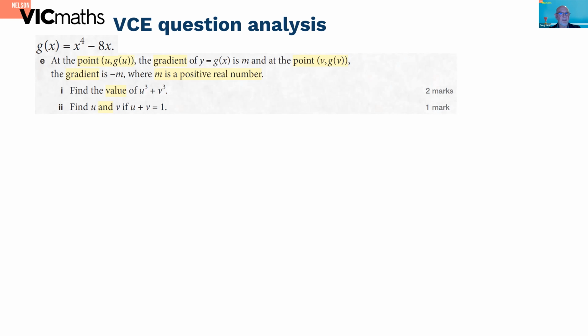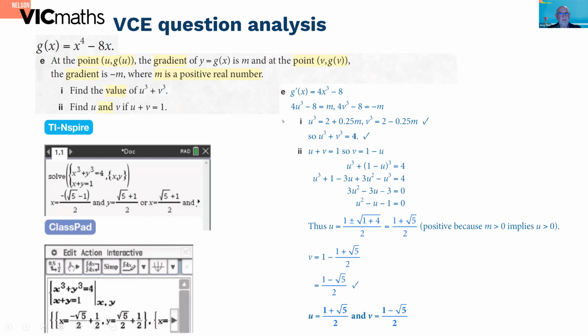The students often, there's a lot of maths there to read and interpret. And I remember looking at, there were actually a lot of non-attempts at that particular question. We've got to work out, well, what's the value of u cubed plus v cubed? So here, because it's a gradient, students need to think about the fact that we want g dashed of x to be equal to m at x equals u. And this was worth 2 marks.